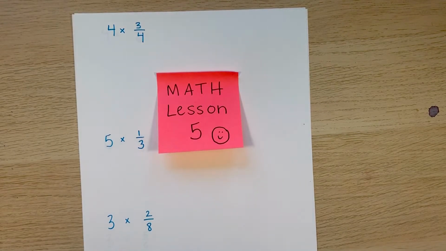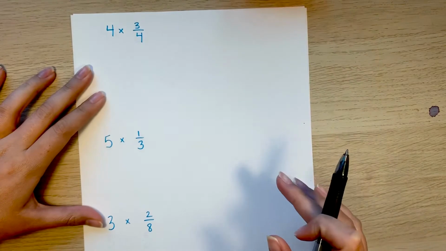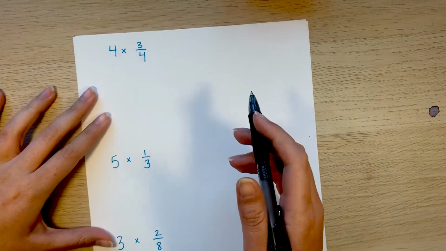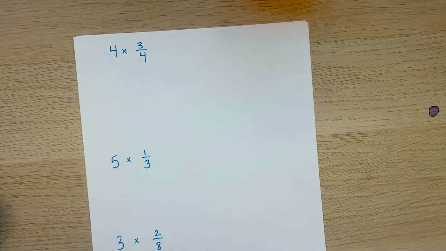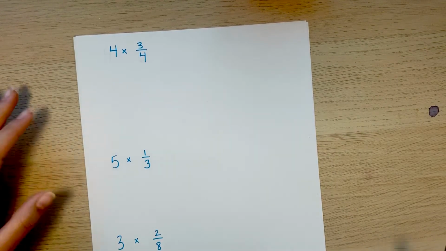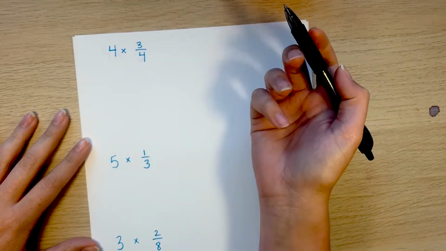Today we will continue practicing multiplying whole numbers by non-unit fractions. So today is lesson 5. Our first problem, we have 4 times 3/4. Now the strategies we could use are repeated addition, area model, or multiplication. I'm going to show you all 3 ways for the first problem.